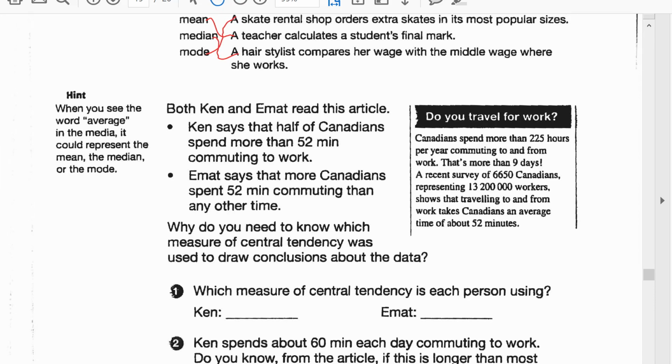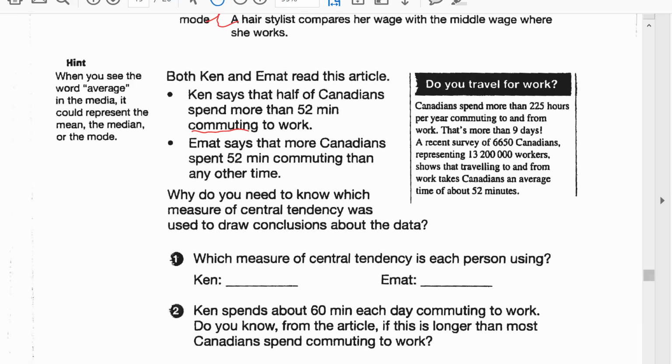All right. Both Ken and Matt read this article. Ken says that half of Canadians spend more than 52 minutes commuting to work. Commuting means getting to work. And Matt says that more Canadians spend 52 minutes commuting than any other time.